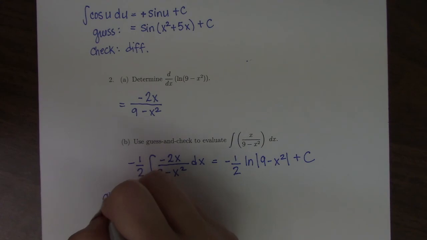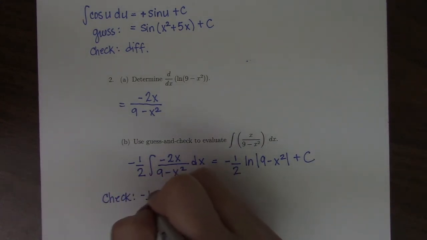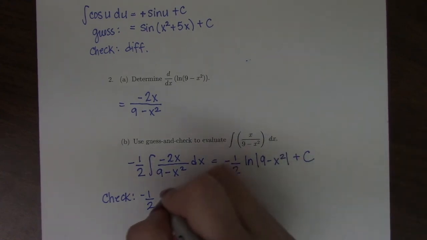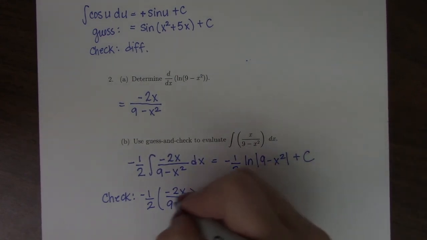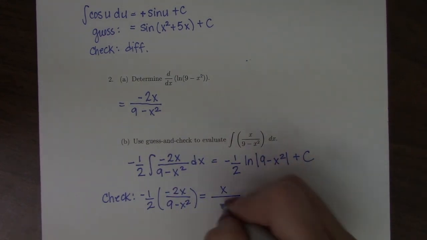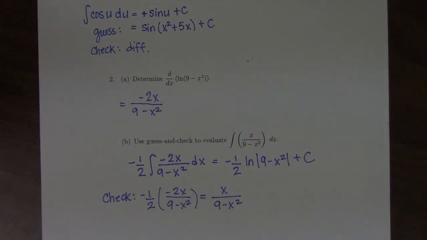I can check it by just calculating the derivative. So negative 1/2, we already know the derivative of that is negative 2x over 9 minus x squared, and when I cancel my negative 2's, I get back exactly what I started with in the integral.